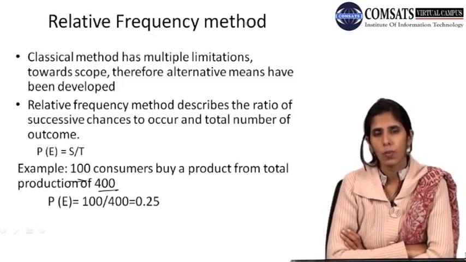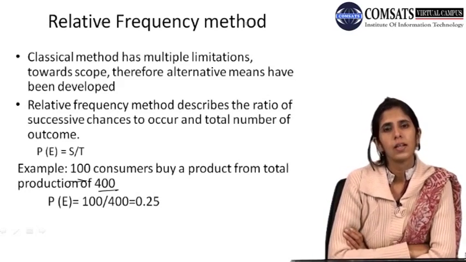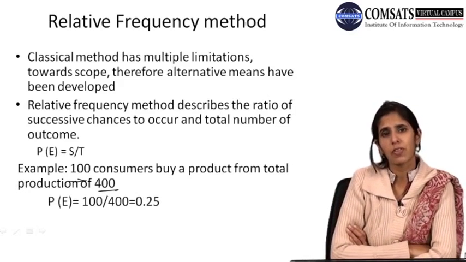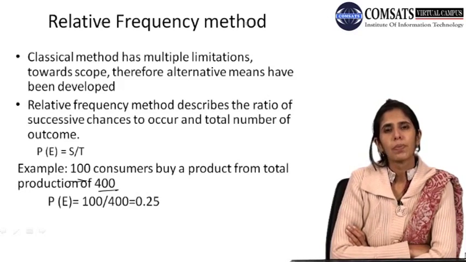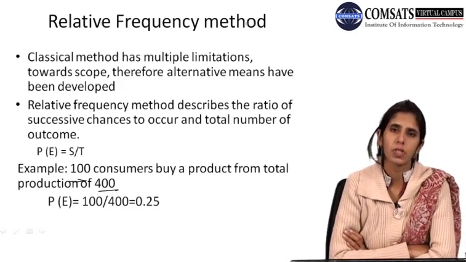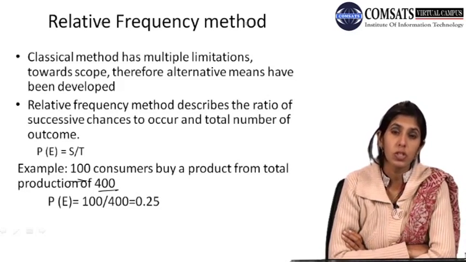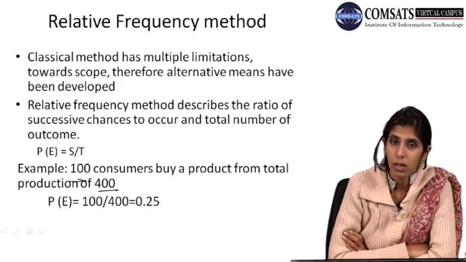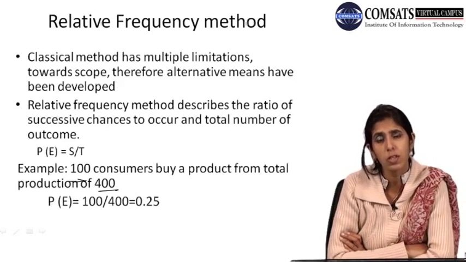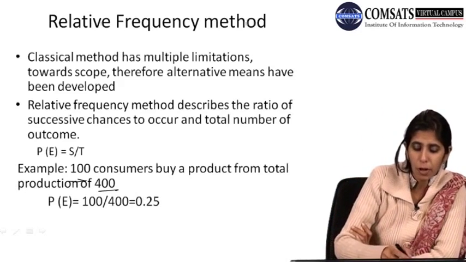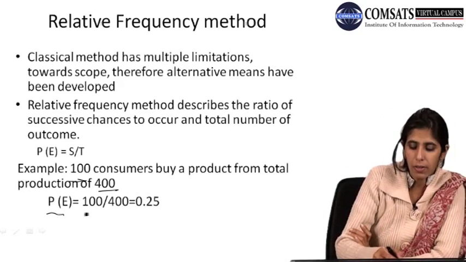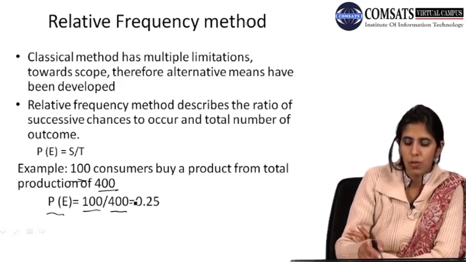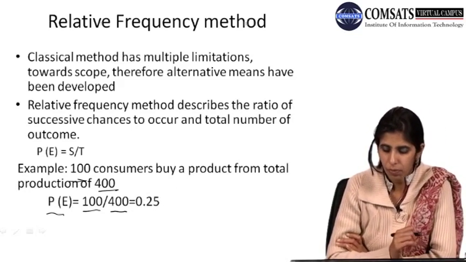But what actually happened is that once this product was out for sale, not 400 people bought that product, because of multiple uncontrollable factors which we discussed last lecture, many other factors which change the consumer's mind and decision-making approaches. Actually, 400 people didn't purchase the product. Out of 400, just 100 purchased the product. So the probability of the event, that 100 consumers successfully purchased the product out of 400, is 0.25.